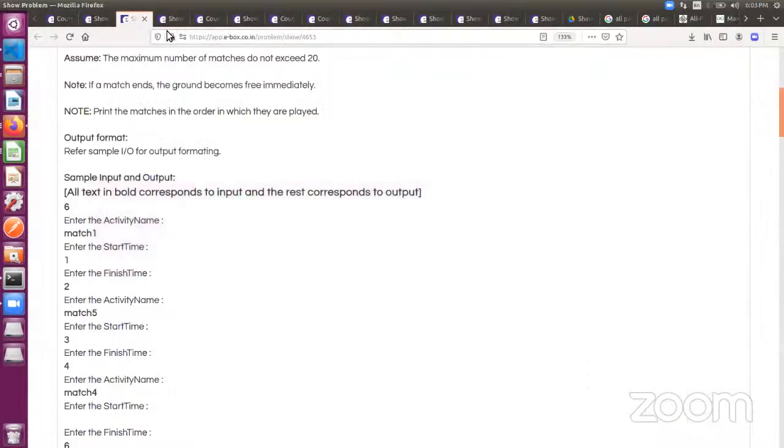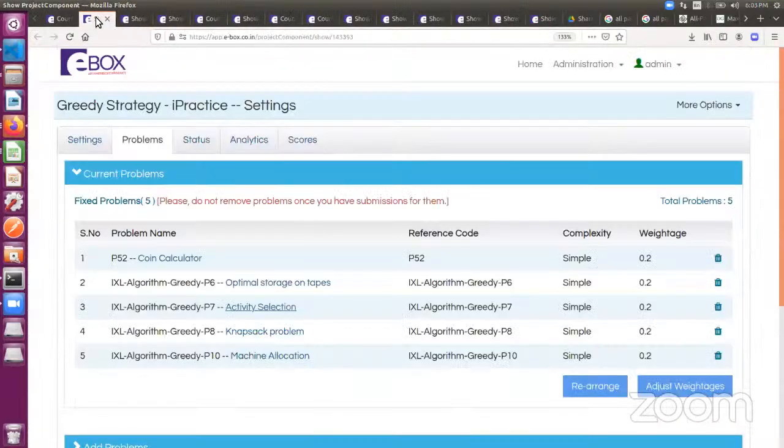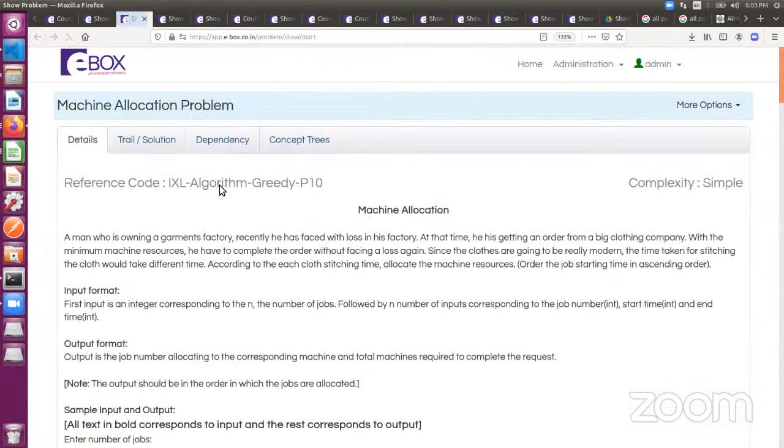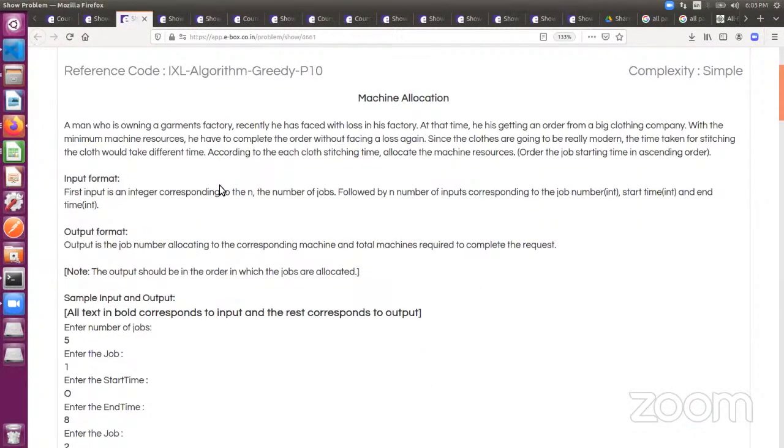Fine. So the next scenario, the knapsack problem, with the greedy strategy. This we already saw. Next is machine allocation. In this problem, let us read the problem. It will be quite confusing. Now let us read, then I'll tell the general format.